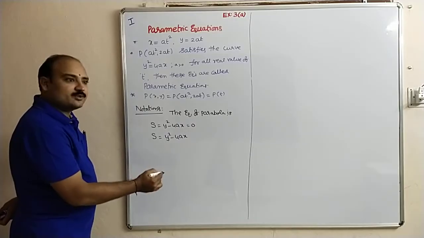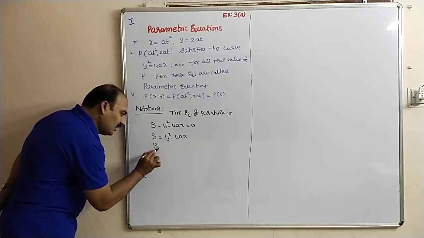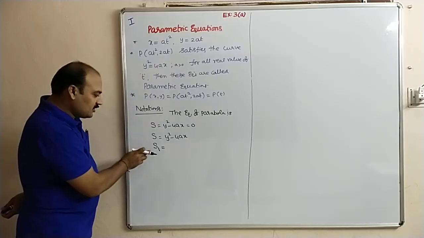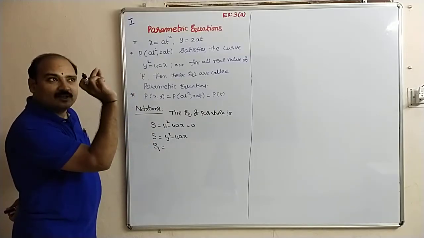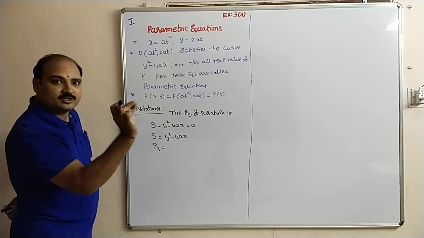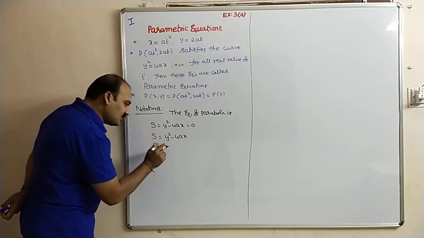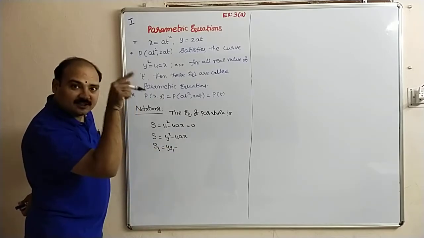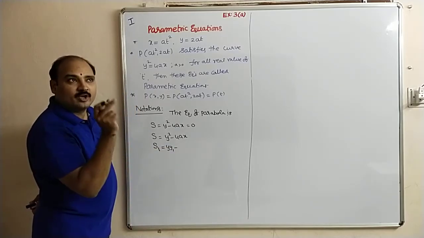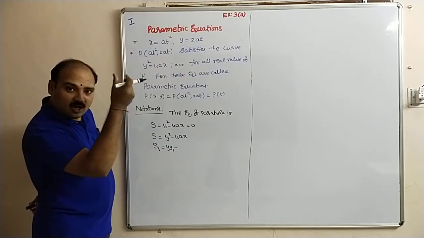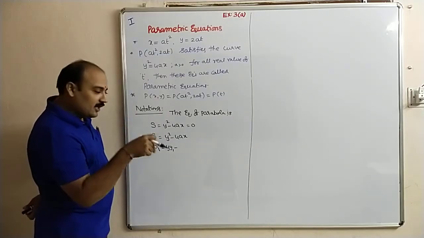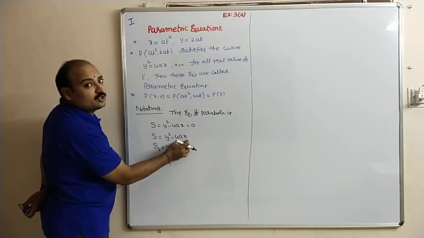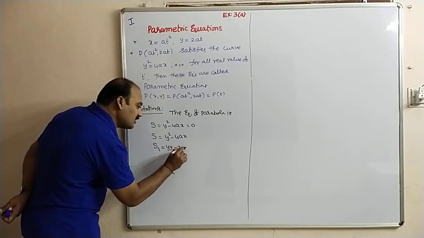If you want to write S1, like in the circle x square plus y square, then in place of x square write x1, and in place of y square write y1. Similarly, in place of 2gx in the circle, we take g into x plus x1. 2gx means in the 2g half we are taking g into x plus x1. Here also, minus 4ax; 4ax is there, and in that 4a half is 2a. So 2a into x plus x1.